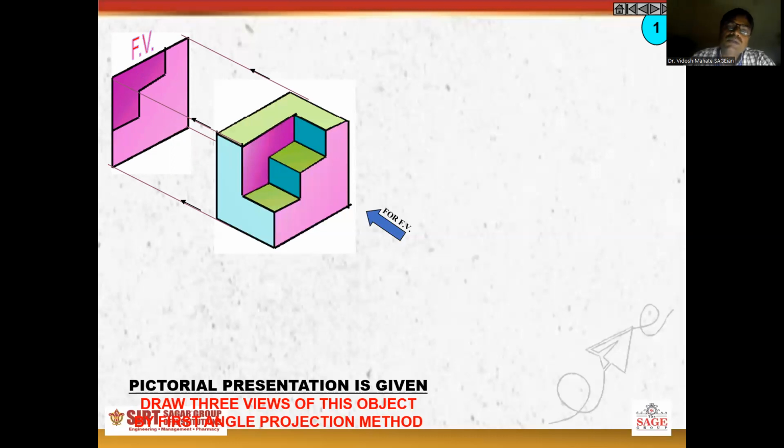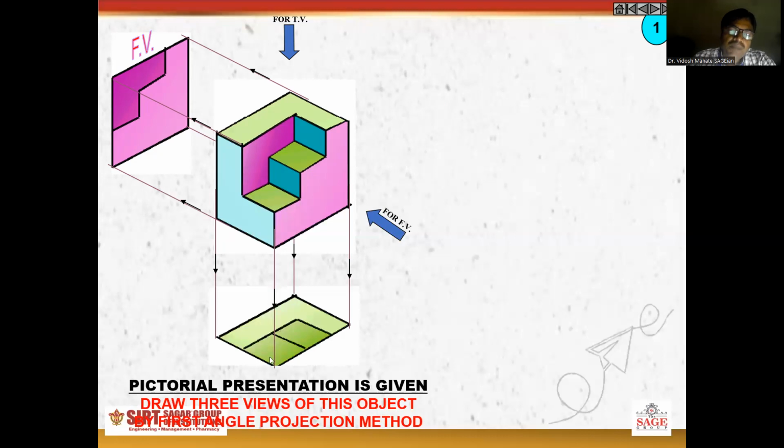Now the observer is looking from the top side. The lines drawn from the object to the plane are parallel to each other and perpendicular to the plane. So this is the top view of the object.